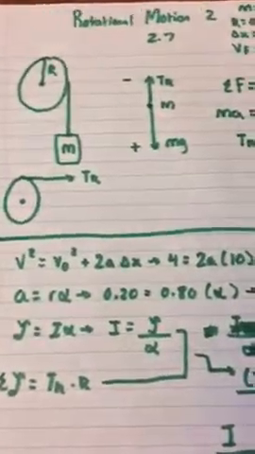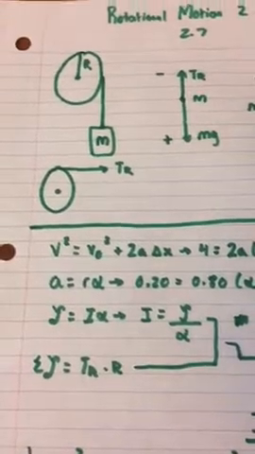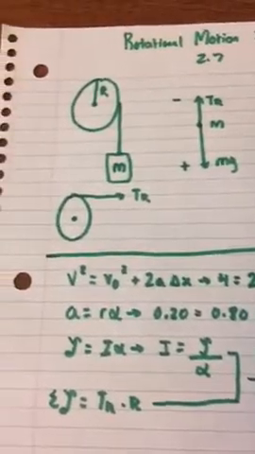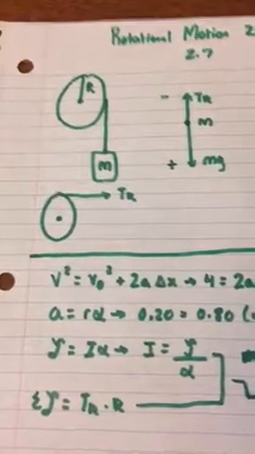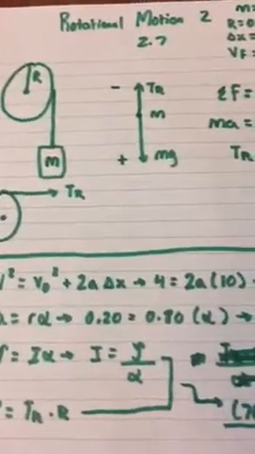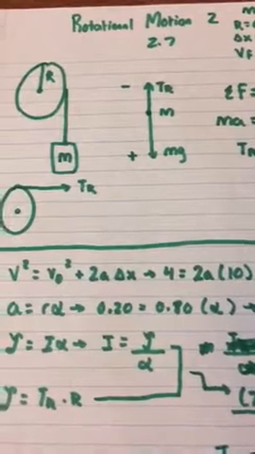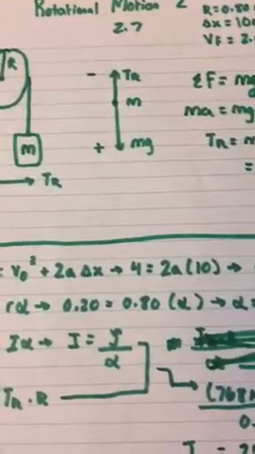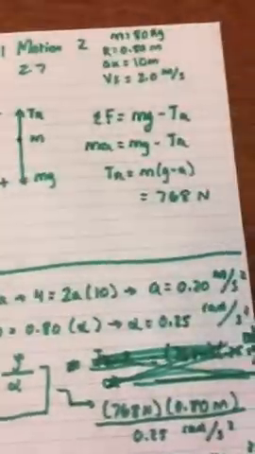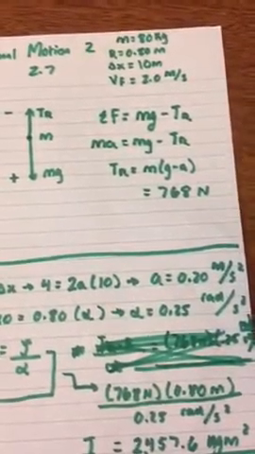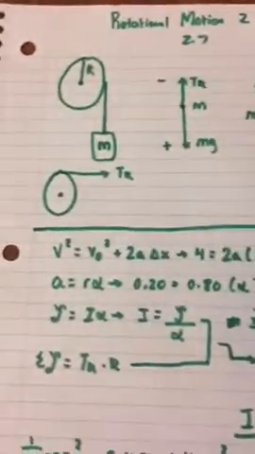Now going on to this problem, we want to know the angular acceleration. We already have the translational acceleration, we want angular acceleration, and we have the radius. So we just set up our equation: 0.20 meters per second squared is equal to 0.80 meters times alpha. So our alpha is then equal to 0.25 radians per second squared.